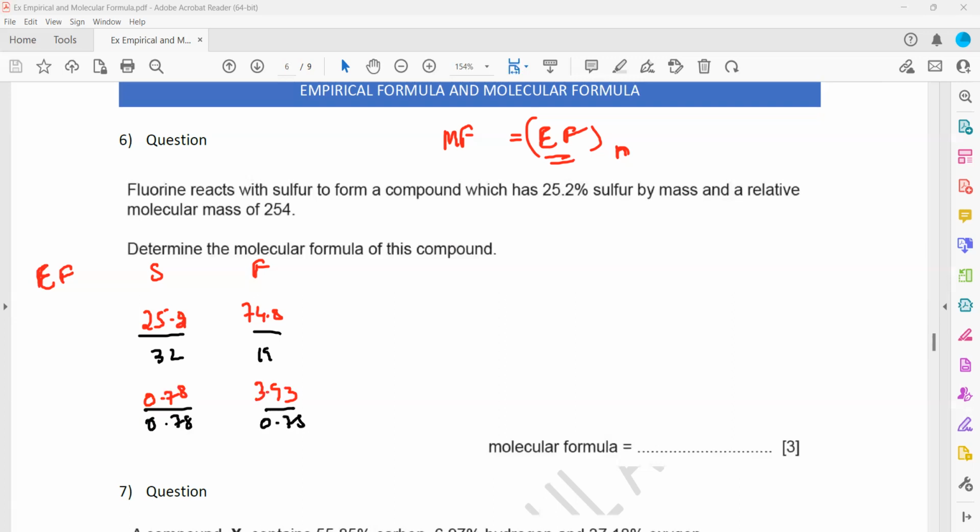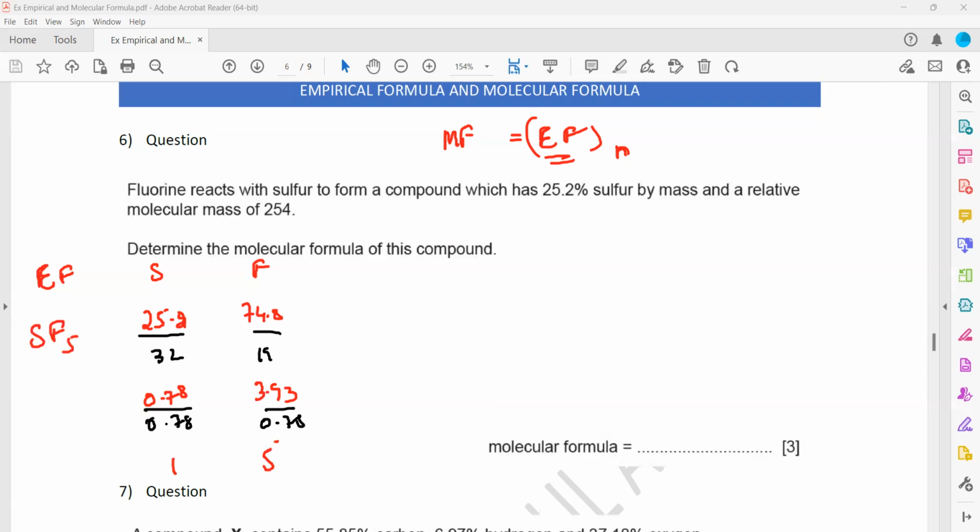0.78, 0.78. So this will be about 1 and this is 5. So 1 and 5 are there. So what is the empirical formula? Empirical formula, we work out SF5.